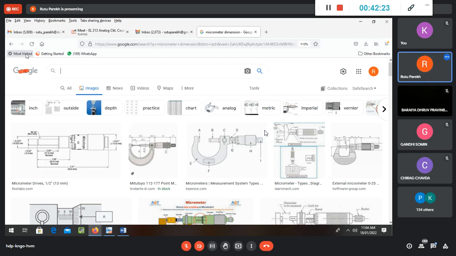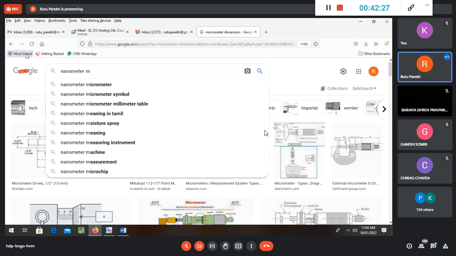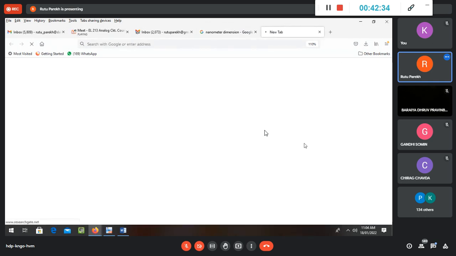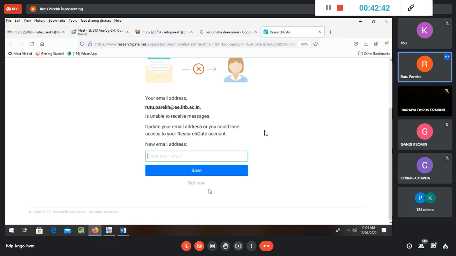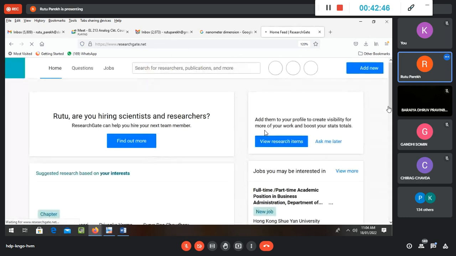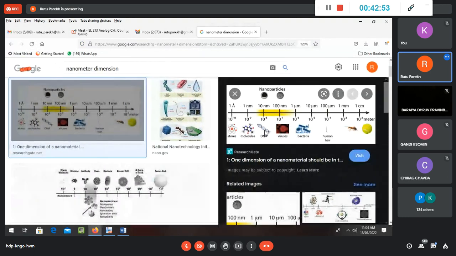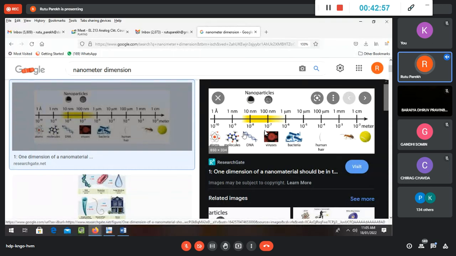Let me show you nanometer. That will be good. Okay, so we are here. I just want to show you the idea of how much is one micrometer. So see, this is 1 centimeter, and then 1 millimeter. This ant is a few millimeters, less than 1 centimeter. And this human hair is around 100.